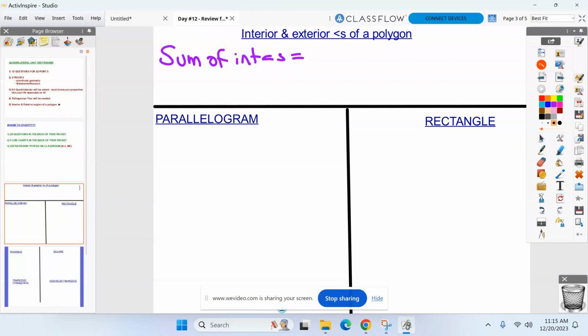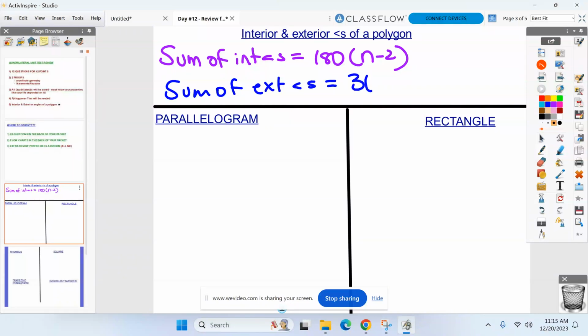180 times n minus 2, and n represents number of sides. Sum of the exterior angles. There is no formula, right? Because it's always 360 degrees, no matter how many sides it has.